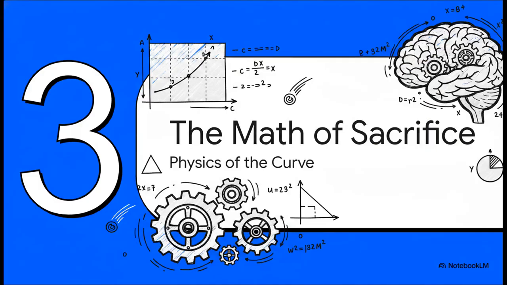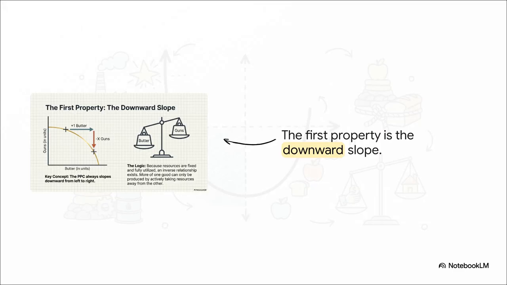All right, Section 3, the math of sacrifice, understanding the physics of the curve. So, let's look under the hood at the actual mathematics driving these boundaries. The very first physical property of our curve is its downward slope from left to right. The logic behind this is just an inescapable law of fixed resources. Because our resources are fully utilized, there's a strict inverse relationship. It works exactly like a seesaw. Producing more of one good can only be achieved by actively taking resources away from the other. To gain a unit of butter, you have no choice but to surrender a specific amount of guns.